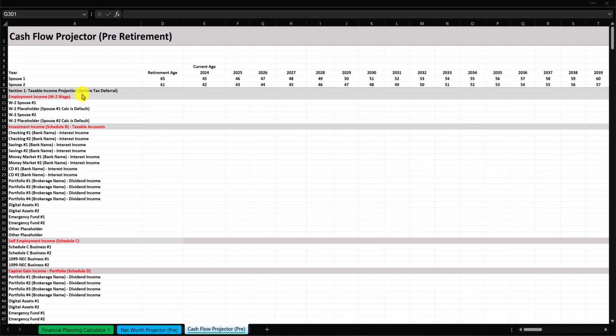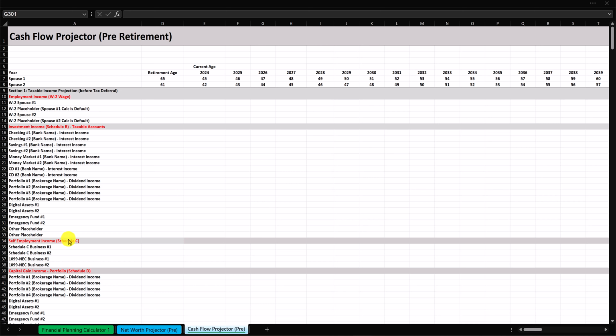Okay, so the first income type that we will include in the calculator is going to be employment income from W-2 wages. I have 2 lines for each spouse, and as you know, for many people in their pre-retirement years, this will be their primary source of income. Okay, next on the list will be our investment income. This is a Schedule B item from your tax return, and this relates to our taxable cash and brokerage accounts.